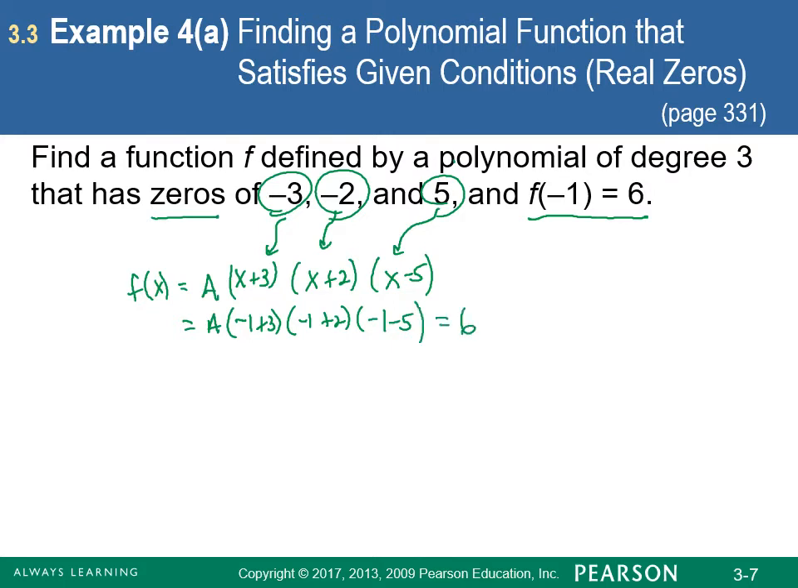So let's do this calculation. Negative 1 plus 3 would be 2. Negative 1 plus 2 would be 1. Negative 1 minus 5 would be negative 6. If we multiply those together, we get negative 12a equals 6. If we divide by negative 12, we get a equals negative 1/2.